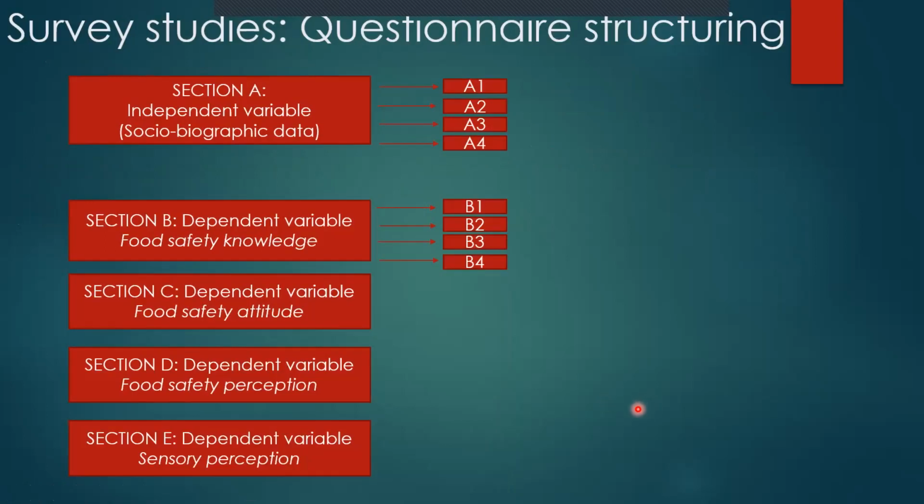Okay, still on survey studies. This is how you structure your questionnaire. You have section A, the sociodemographic, section B. Maybe you're talking about food safety knowledge. Section C, you're talking about food safety attitude. Section D, you're talking about food safety perception. Maybe you're doing sales. Instead of food safety knowledge, you say consumer knowledge on labeling, consumer attitude on labeling, something like that. So you have these various sections, and then you formulate the appropriate questions in each section. Like this one, the first question will be A1, second question A2, and so on. Section B, you have B1, B2, B3. That's how you identify the questions, because this is how you're going to capture it on Excel. A1 will be the first variable, A2 will be the second variable, and so on.